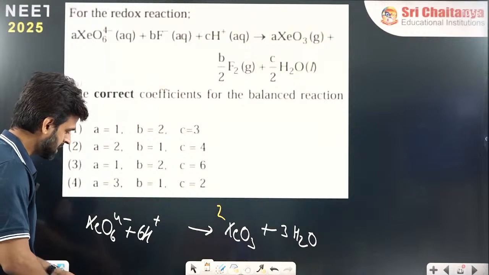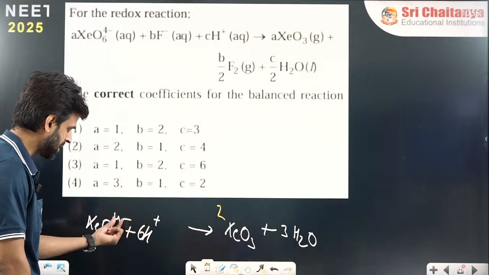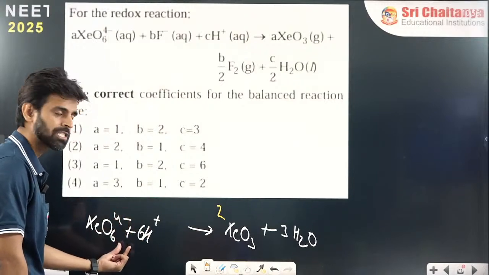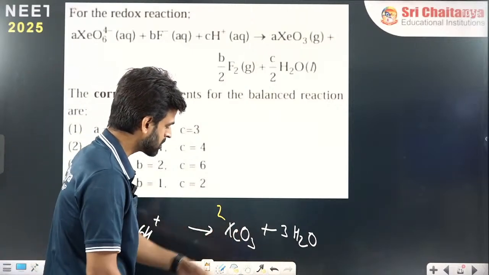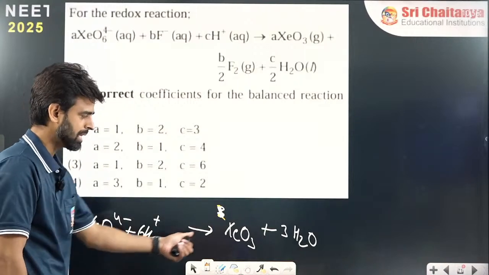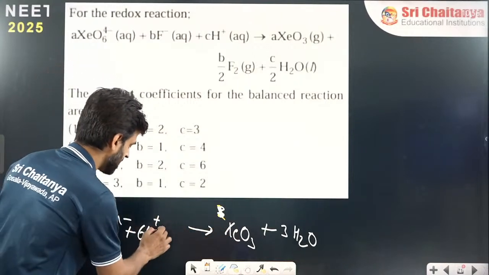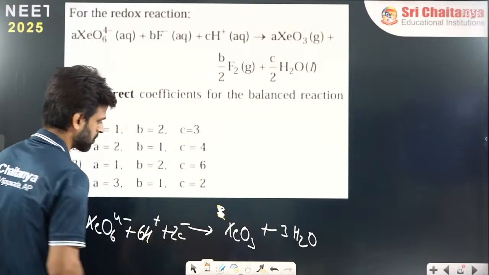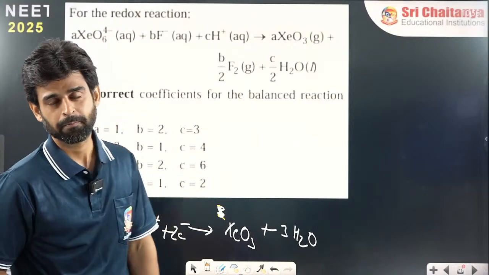Now balance the charge. Total charge how much? Plus 6 minus 4. How much charge? Plus 2. Plus 2, and there is no charge. Here charge plus 2, and here there is no charge. So I will add over here 2 electrons, so that total charge will be balanced.